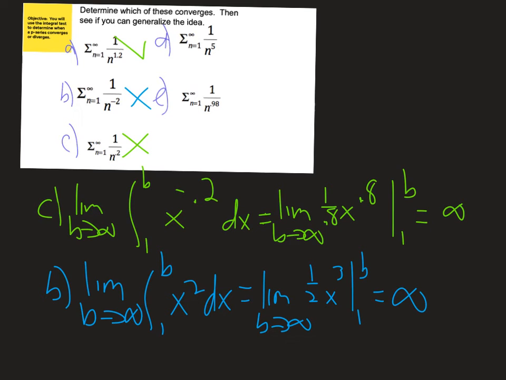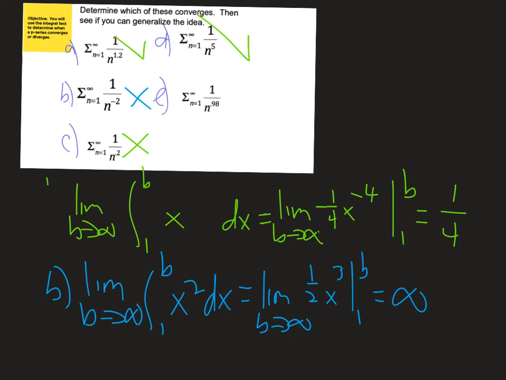If I do this to the 5th, so the same idea, raise this to the 5th, so now we're d to the 5th. By the 5th I mean negative 5th, sorry, negative 4th, which is negative 1/4. So that's going to be 1 over b to the 4th. That's going to go to 0, so that's going to be minus negative 1/4, so 1/4. So that will converge. And then the 0.98, oh, the 0.98.